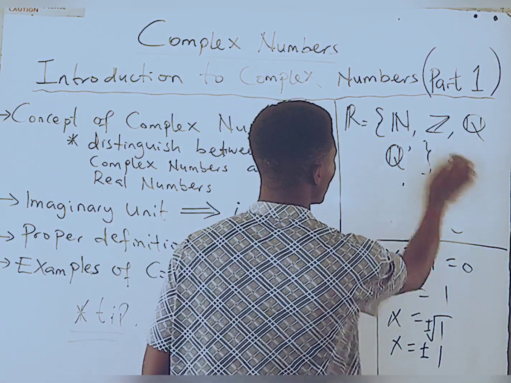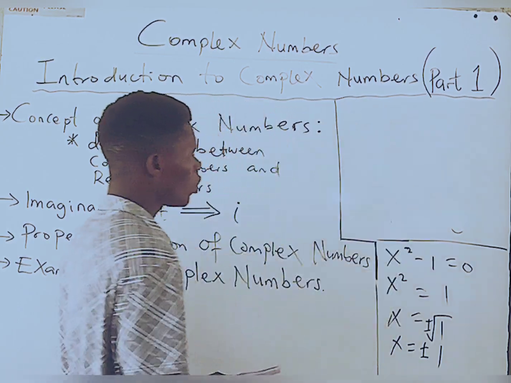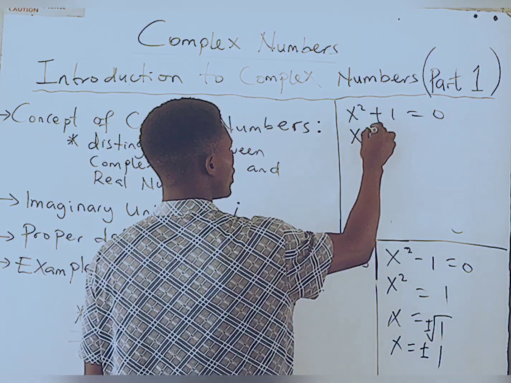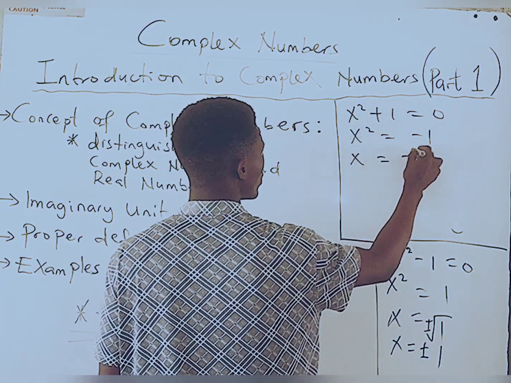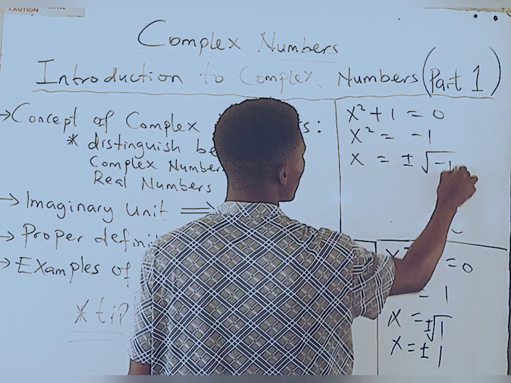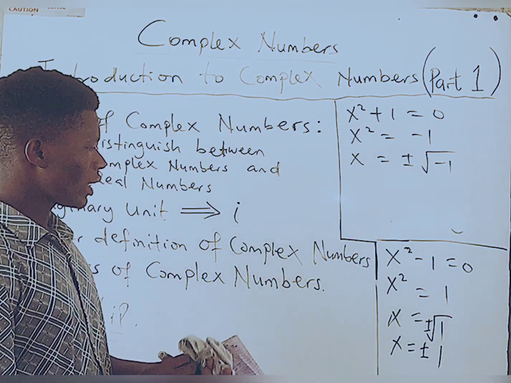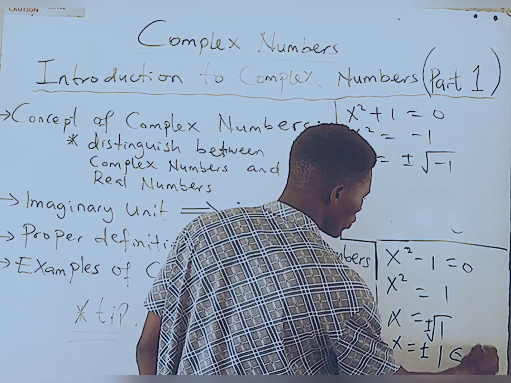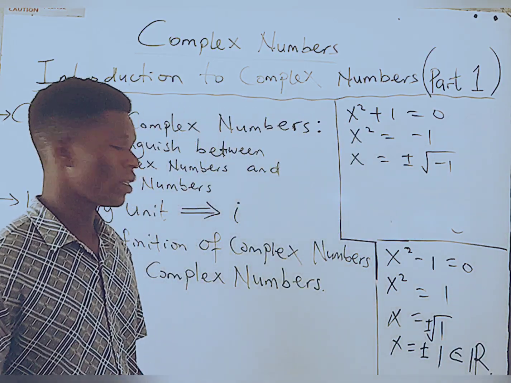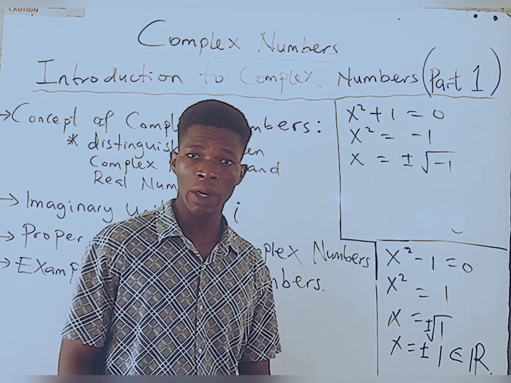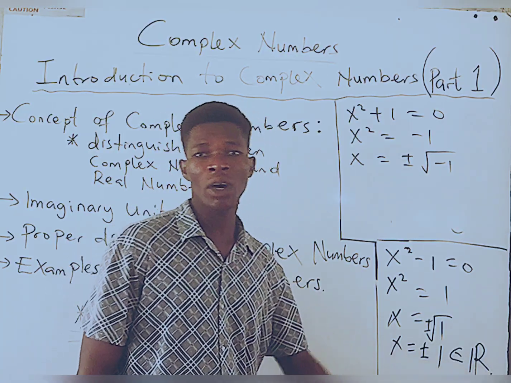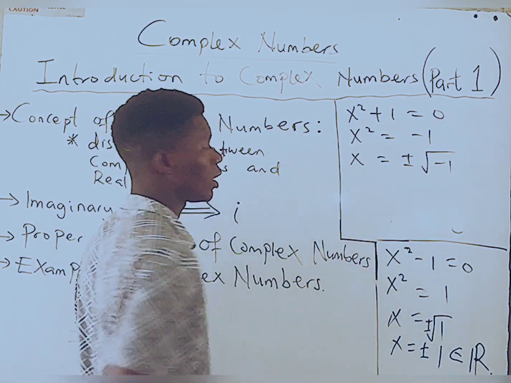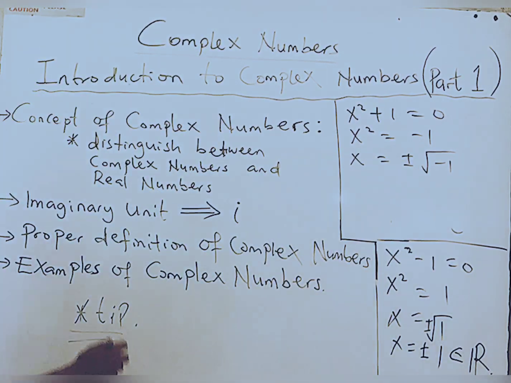And let's solve the second quadratic equation that we have. x squared plus 1 equals 0. Then we have x squared equals minus 1, and x equals plus or minus the square root of minus 1. Now, in the first solution, we got plus or minus 1, which are members of the real numbers. Plus 1 and minus 1 are members of the real numbers, so the solution to this is a member of the real numbers. But how do we deal with this one, which is plus or minus the square root of minus 1?